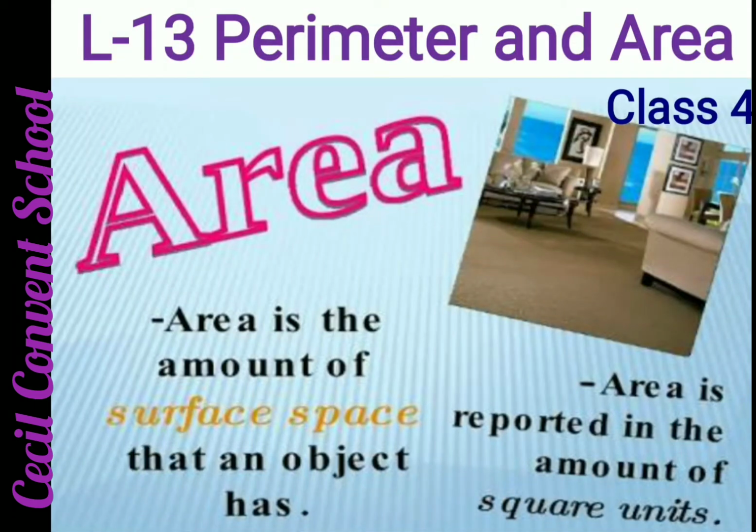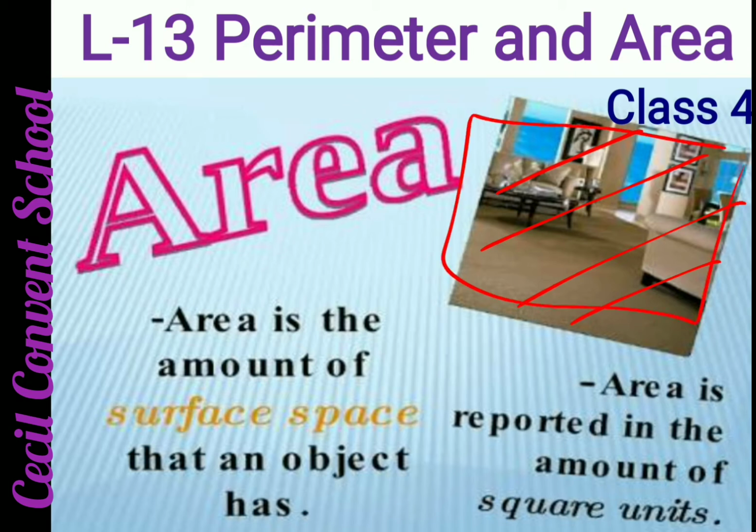Today, students, we will do lesson number 13, perimeter and area. Area is the amount of surface space that an object has. Clear? If I talk about this picture, then the inside part is called area and the outside part is called perimeter. So we talk about the inside part.